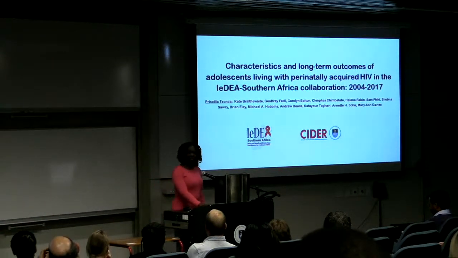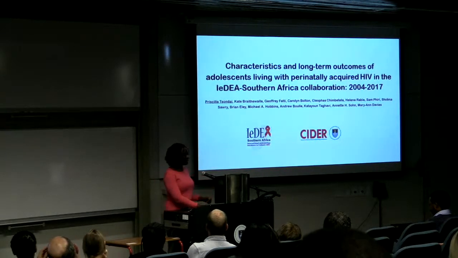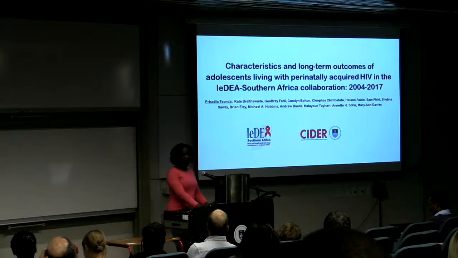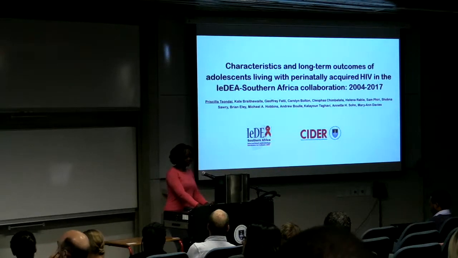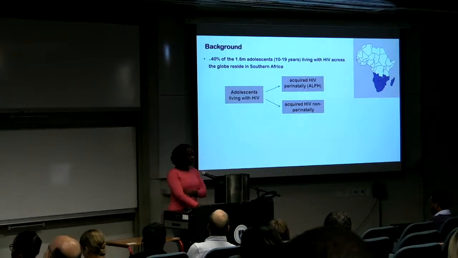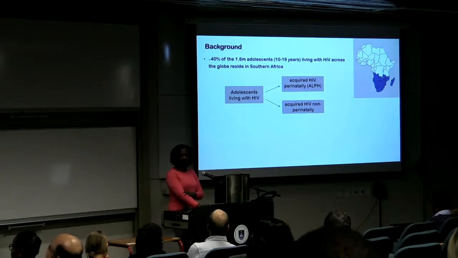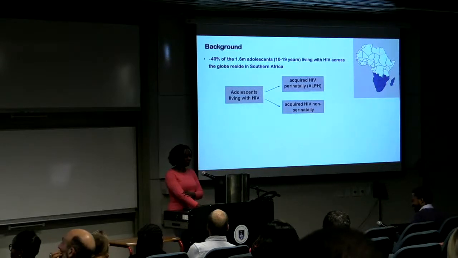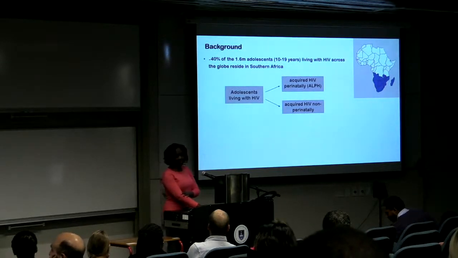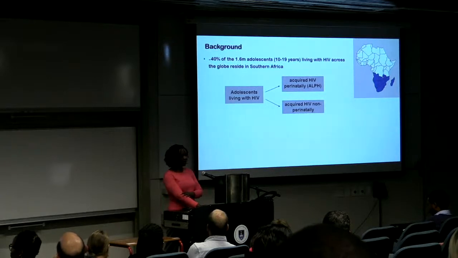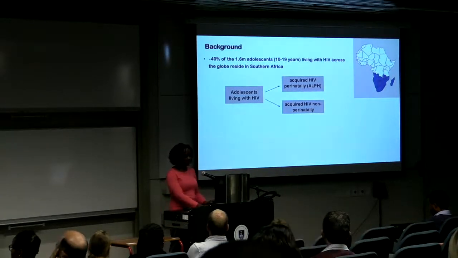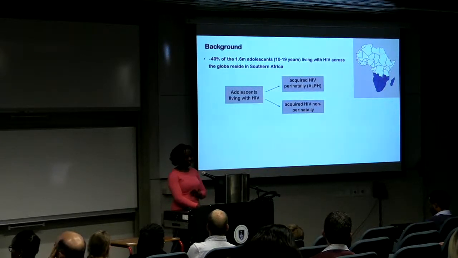Good afternoon to everybody. My name is Priscilla Tsondai, and I'll be presenting on the characteristics and outcomes of adolescents that are living with perinatally acquired HIV within the IDEA Southern Africa cohort. So of the known 1.6 million adolescents living with HIV, approximately 40% reside within Southern Africa. And this group of adolescents living with HIV is comprised of those that acquired HIV perinatally, that is in utero, during birth, or postnatally while breastfeeding. And these are referred to as adolescents living with perinatally acquired HIV.